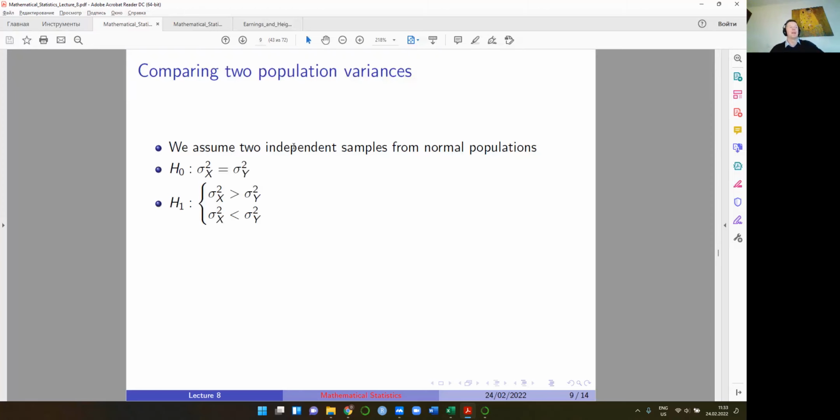So, first of all, once again, we assume two independent samples from normal populations. Our null hypothesis is that the two population variances are equal. Our alternative hypothesis in this case is one-sided: either one variance is greater or the other one is greater. For this test, we use the F statistic. The F statistic is the fraction of the sample variances, X and Y, right?